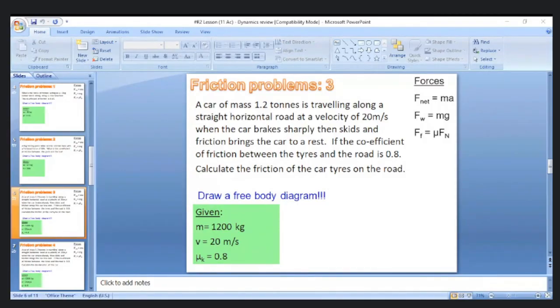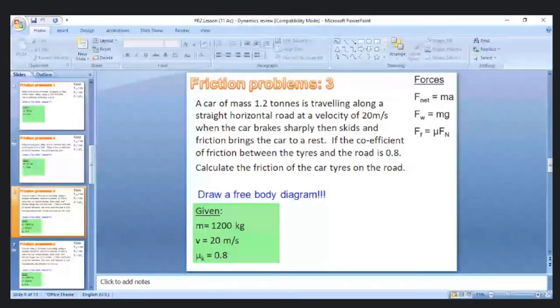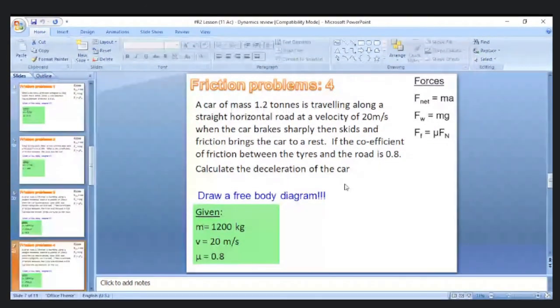Okay, so then there's a second part to this, which I've included on the next slide. It's the same question, the same information, but the second part of the question at the end says, calculate the deceleration of the car. Okay, so we can do that using our equation of force is equal to mass times acceleration. And if we rearrange that, then we get acceleration is force divided by mass.